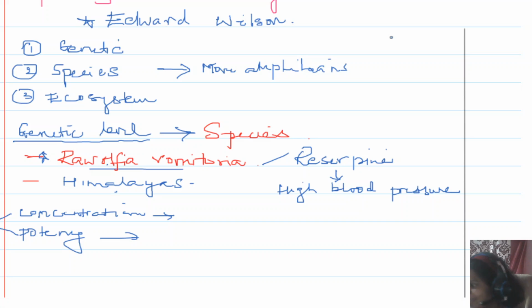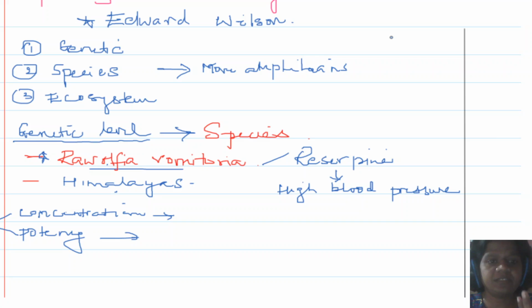Okay. So there's a greater amphibian species diversity in the Western Ghats than in the Eastern Ghats. This is the diversity that we see at the species level.